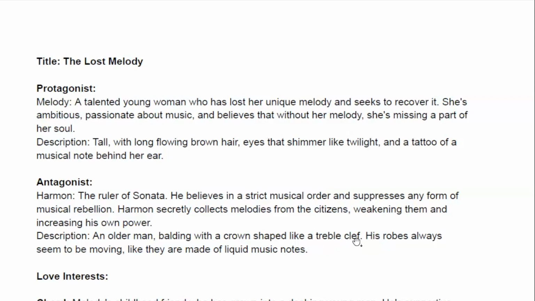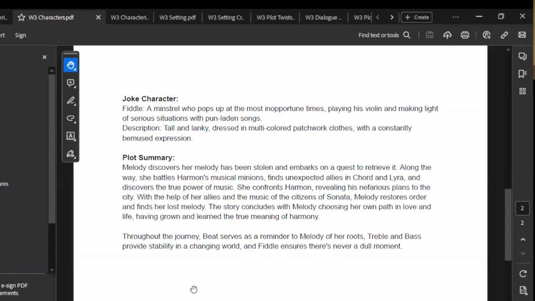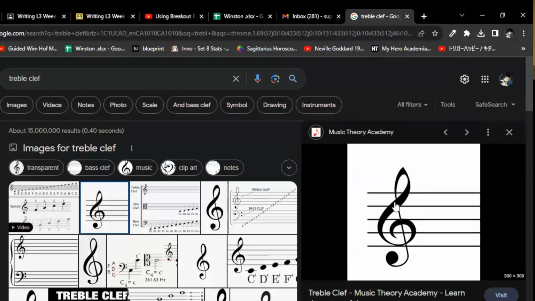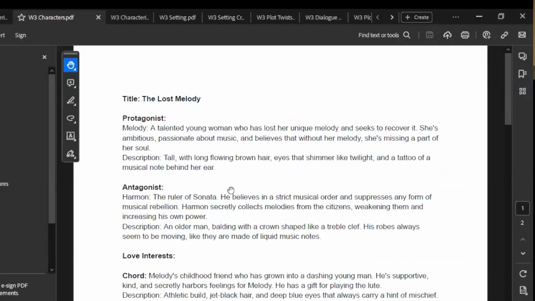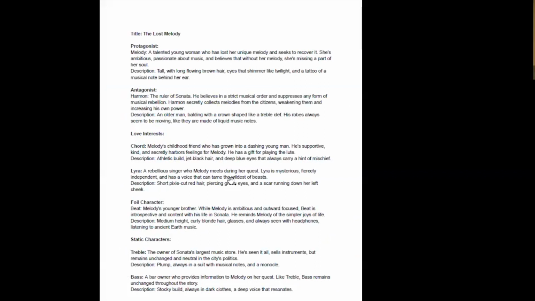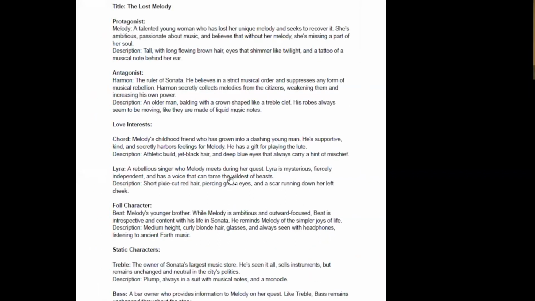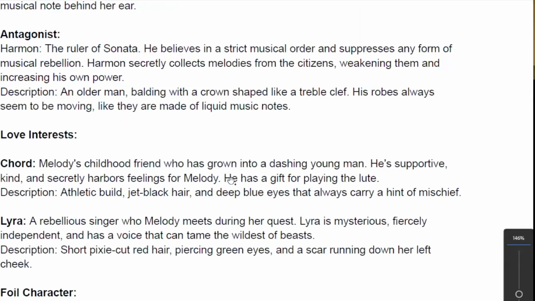You guys understand what a treble clef is? Oh, you guys don't know what a treble clef? So this is a treble clef, all right? Yeah, I know. So our story says the character himself, Harmon, has a crown that looks like a treble clef. So he probably looks pretty ridiculous, by normal standards, right?